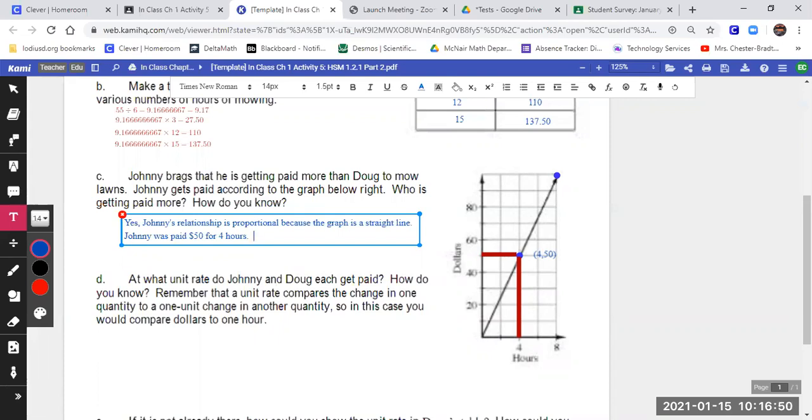$50 divided by 4 is a bigger number. So Johnny gets paid more than Doug. We're answering their question because 50 divided by 4 is greater than 55 divided by 6. Okay.